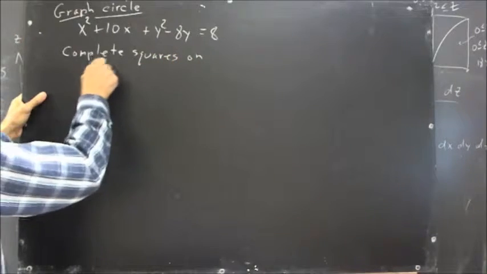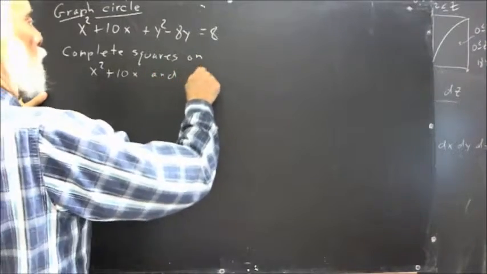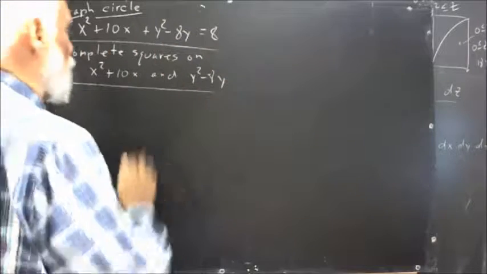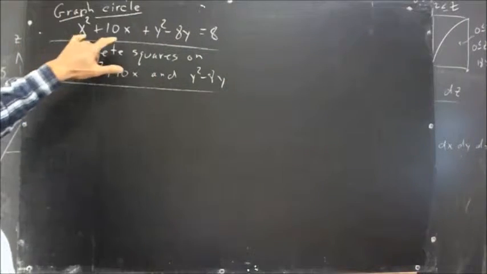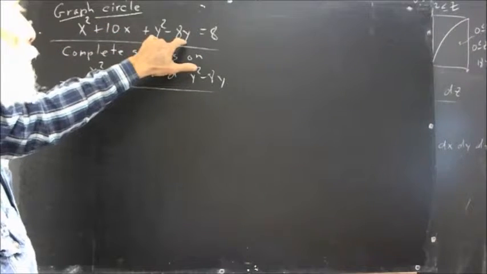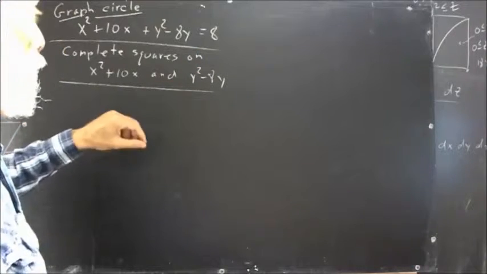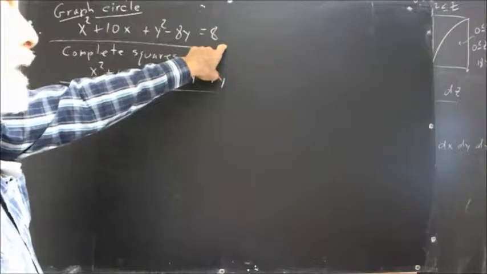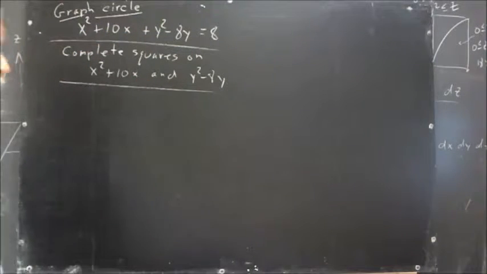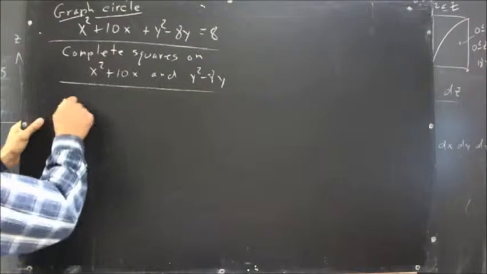On x squared plus 10x and y squared minus 8y. Having completed the squares, we'll be able to write this as x plus or minus something squared plus a y plus or minus something squared equals some other number over here, and this number will be the square of the radius, and the numbers that we get with the x and the y are going to give us our center and radius. So we'll get to that, but let's go ahead and complete the square.